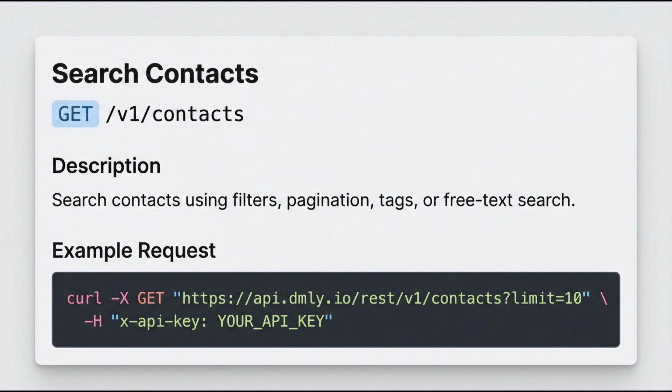Search contacts. The Search Contacts endpoint allows you to retrieve contacts using flexible filters. It's a GET request sent to /v1/contacts. Authentication. All requests must include your API key in the request header using the key X-API-Key. Without this, the request will be rejected.